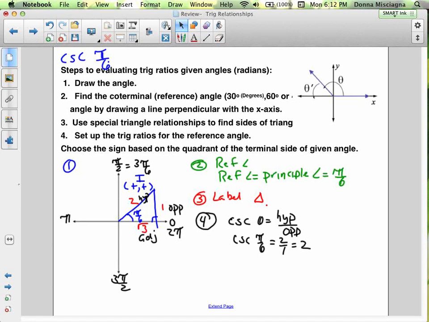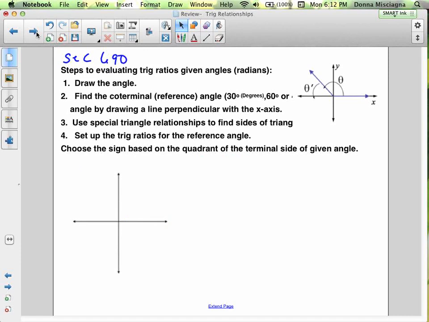And that's our 4 steps: graph, find the reference angle, label the triangle sides from the 30, 60, 90 or 45, 45, 90 triangle, and then evaluate. It helps to label which is opposite, which is adjacent, which is hypotenuse. I've got 2 more. This one is secant 690.